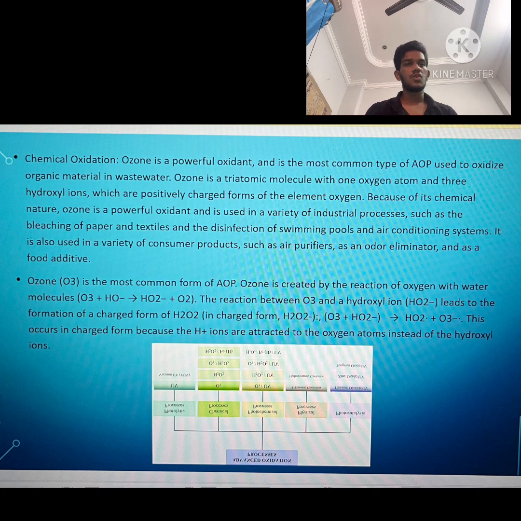Ozone, O3, is the most common of AOP. Ozone is created by the reaction of oxygen with water molecules. The reaction between O3 and hydroxyl ion leads to the formation of a charged form of H2O2. This occurs in charged form because the H plus ions are attached to the oxygen atoms instead of hydroxyl ions.